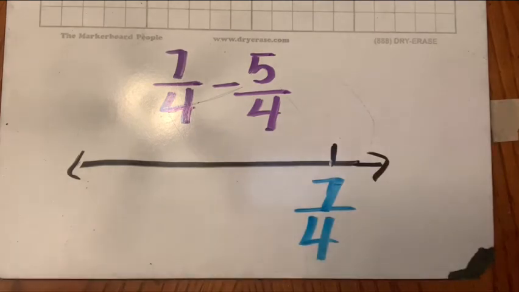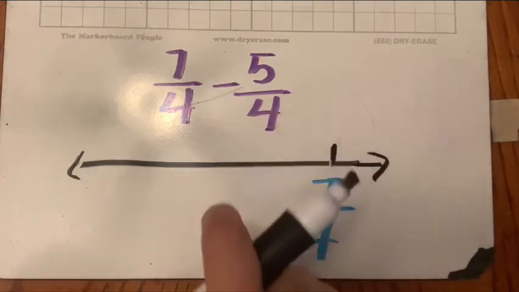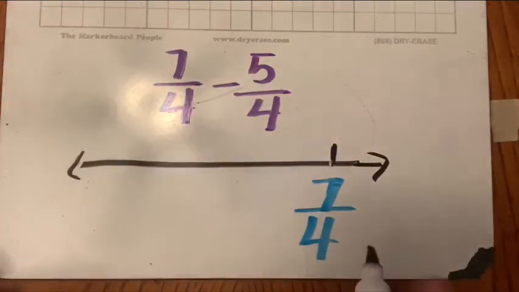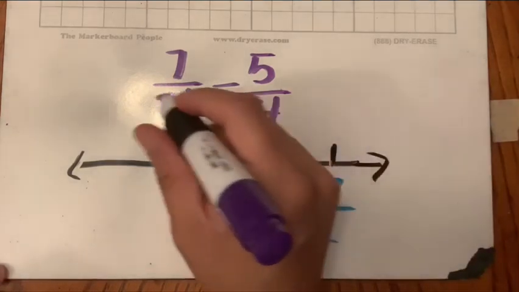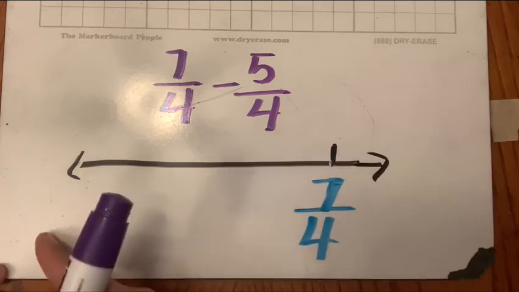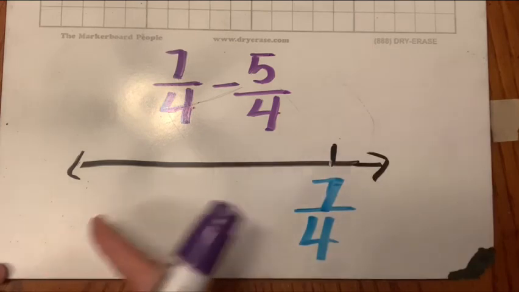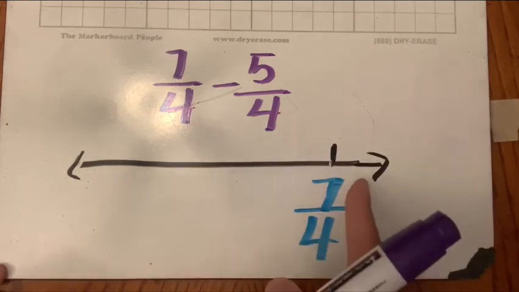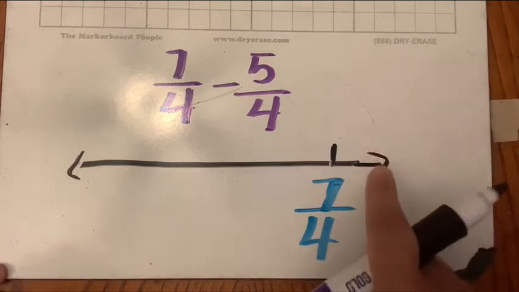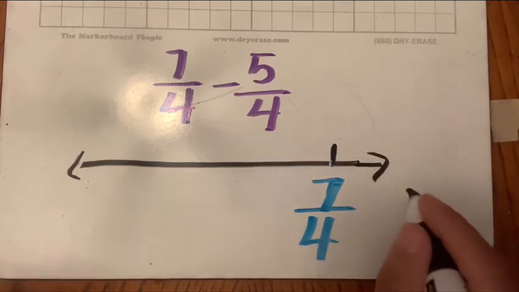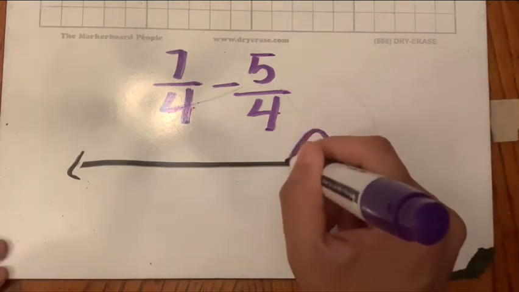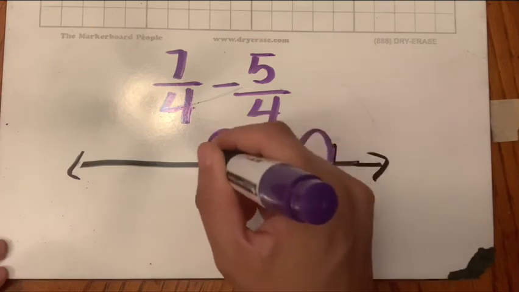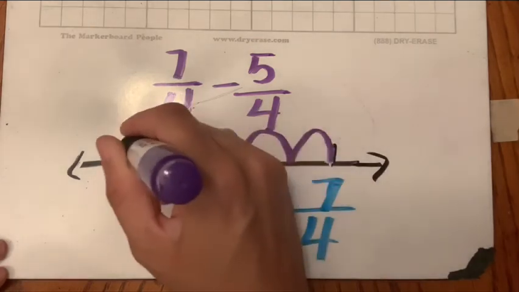And it looks like I have to subtract 5 fourths. So what I can do is I'm going to go backwards, right? Because remember on the number line, when we go left, we're reducing, right? And when we're going towards the whole, we're adding, right? It gets larger. So let's see if I jump 1, 2, 3, 4, 5.